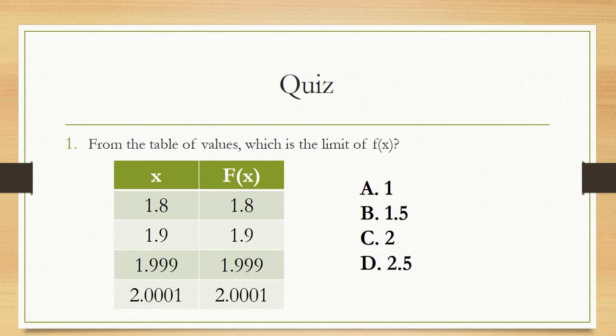From number 1, from the table of values, which is the limit of f of x? The x values here are 1.8, 1.9, 1.99, 2.001. And then f of x goes to, we have 1.8 as x equals 1.8, and x 1.9, you've got 1.9, and 1.999, you've got 1.999, and 2.001, that is 2.001. So what is the limit of f of x?